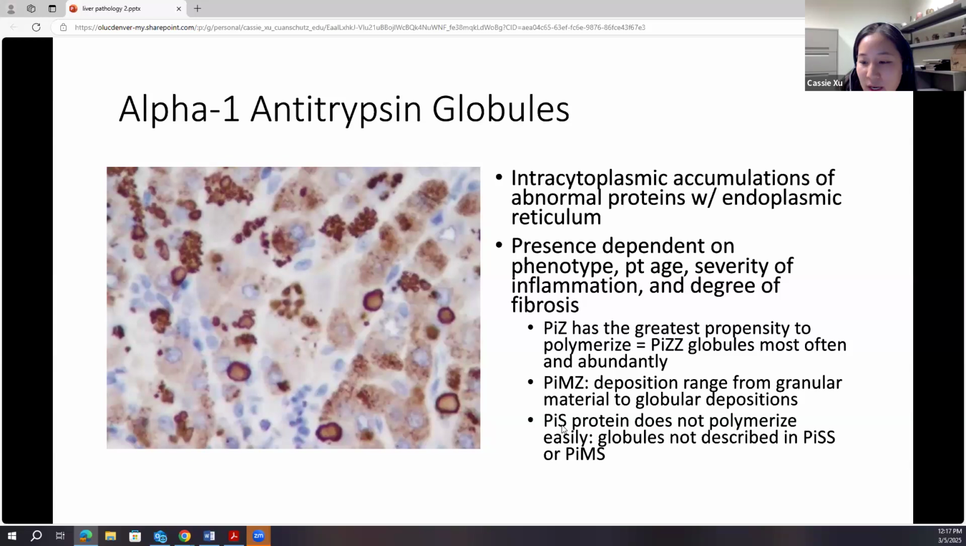And then for patients with PISS phenotype or PIMS phenotype, typically this protein doesn't polymerize easily, so globules, to my knowledge, have not been described in the literature. If we see globules on the PASD stain, we also have a confirmatory immunohistochemical stain that will highlight these globules to further confirm their presence.